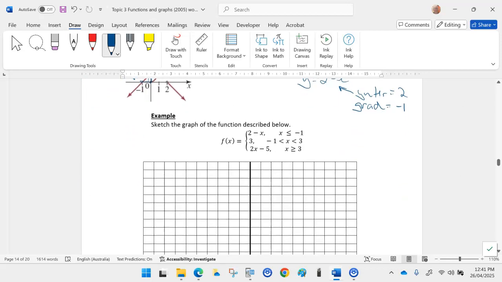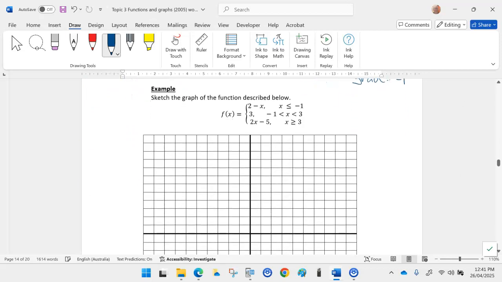Let's go to the next example. Okay, sketch these. So we've got 3 different functions, part of my piecewise function. I've got f(x) or y is equal to 2 minus x for values of x that are less than or equal to -1. Another one, y is equal to 3 for values between -1 and 3, not including -1 and 3. And y or f(x) is equal to 2x minus 5 for values of x greater than or equal to 3. Let's look at the first function.